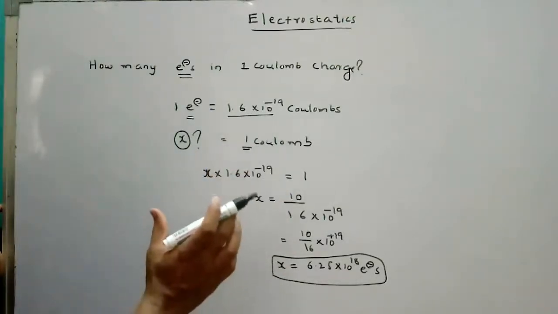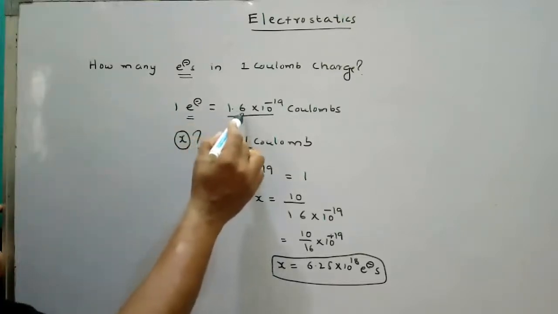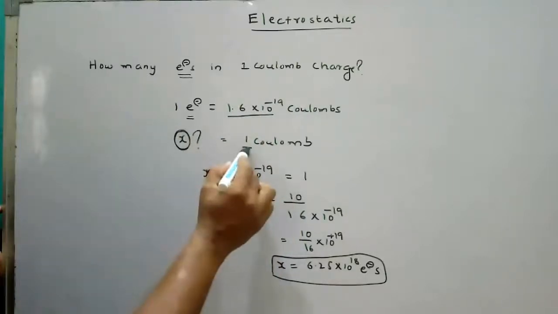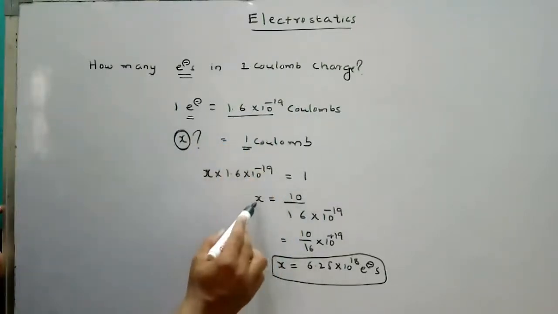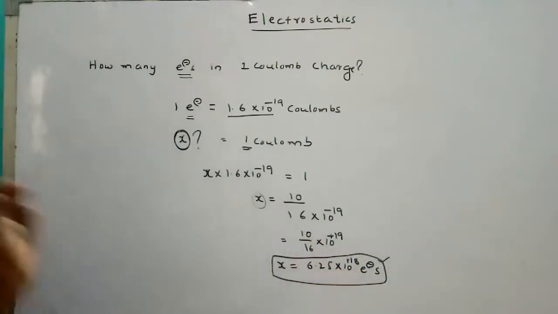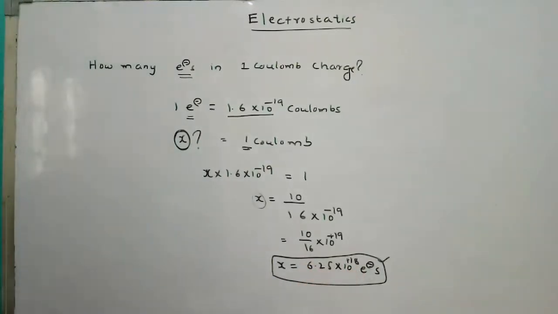So how did we do this one? 1 electron charge equal to 1.6 into 10 power minus 19 coulombs. So how many electrons are there in 1 coulomb? Cross multiply, we will get x, the number of electrons, equal to 6.25 into 10 power 18 electrons. So in 1 coulomb charge, 6.25 into 10 power 18 electrons are there. Yesterday, last class, I didn't explain this one, so I covered it here.